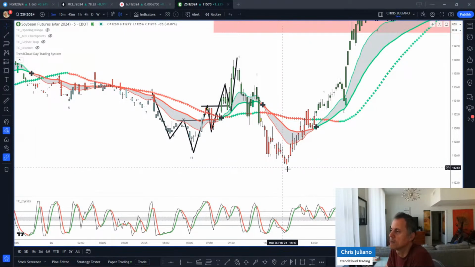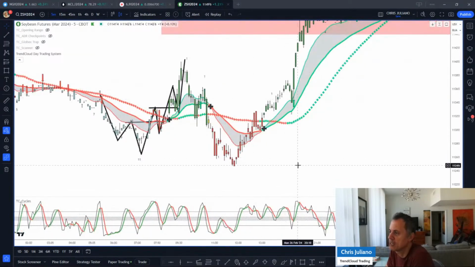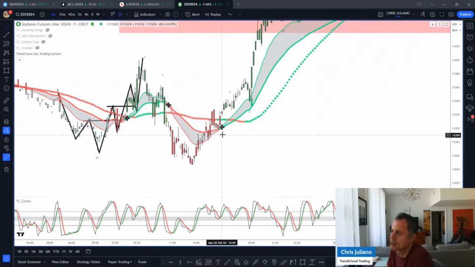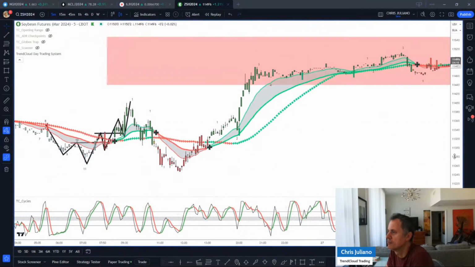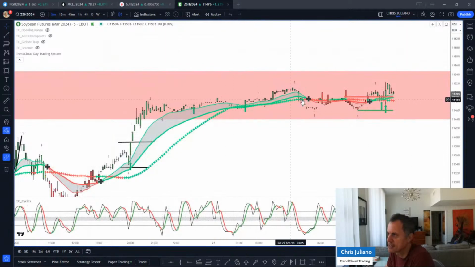All right, pulls back down and starts doing it again. Crossover, TrendCloud signal, big move up. Entry, stop loss, and we're sort of stuck inside of this consolidated area now. All right.